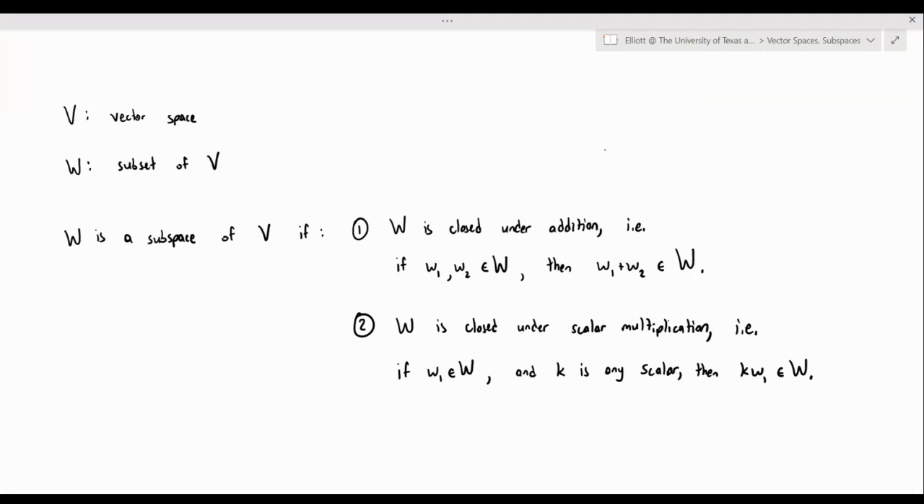And then the second property that has to be satisfied for subspaces is that they have to be closed under scalar multiplication. So if, say, W1 is a vector in W, and if K is any scalar, then K times W1 has to be in W as well in order to be a subspace, okay?